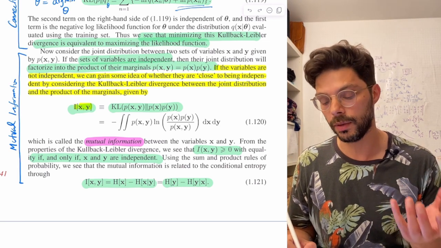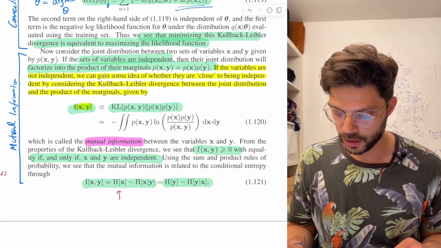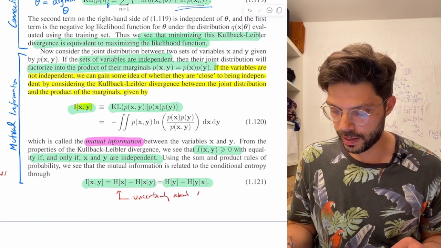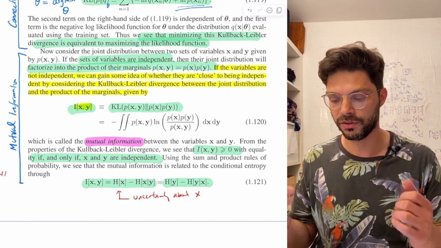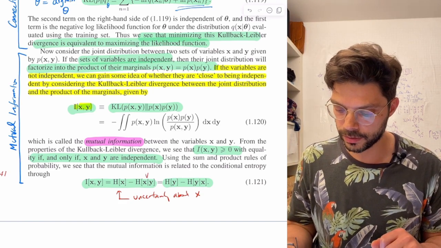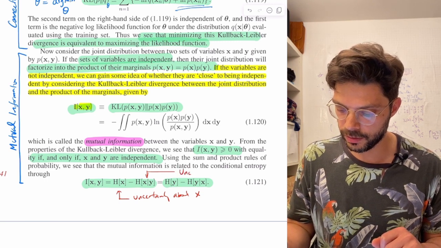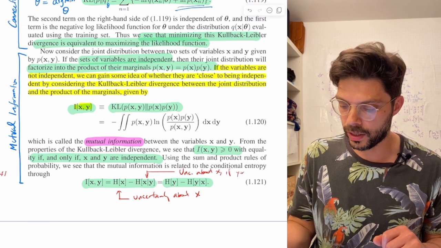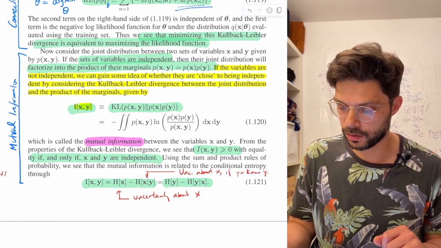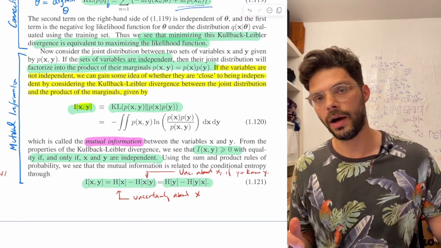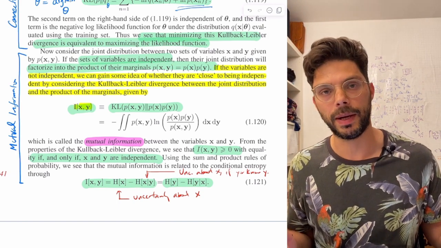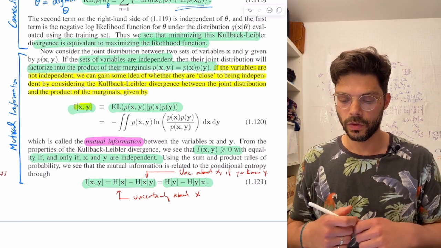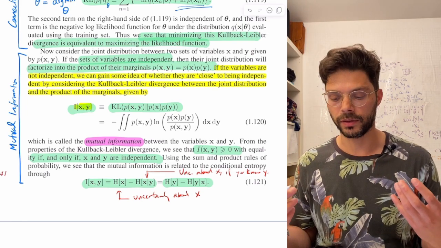So it says that the mutual information between x and y is the uncertainty about x, if you don't know anything about y, how uncertain you are about x, and now this is the uncertainty about x if you know y. So it says, how uncertain are you to begin with about the variable x, and then how uncertain are you when I tell you y, on average, and just subtracting those two.